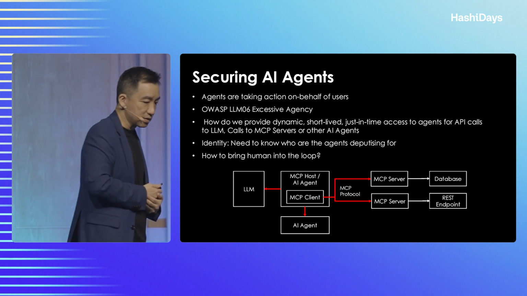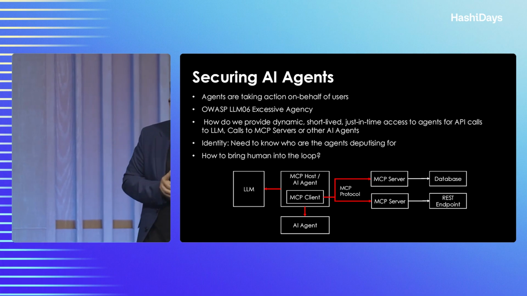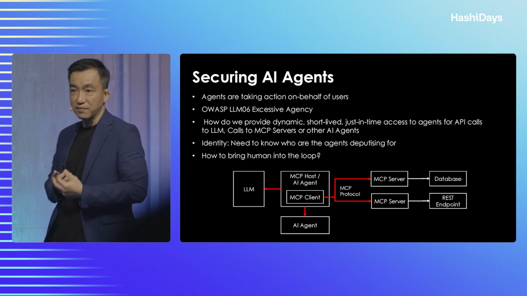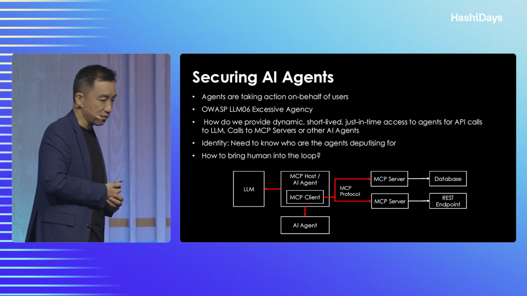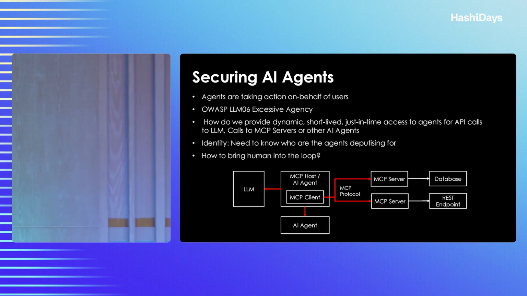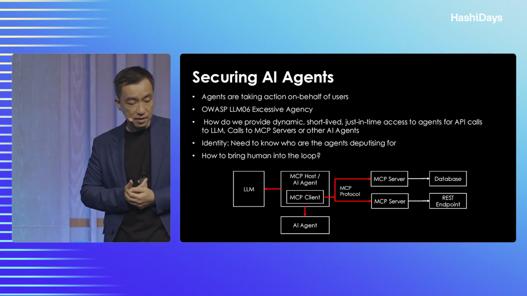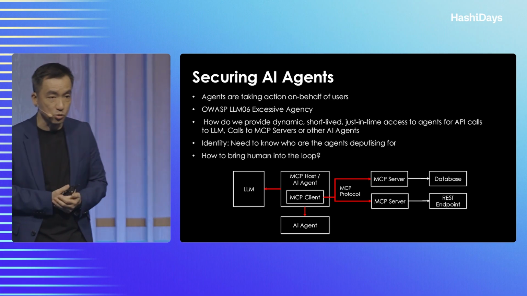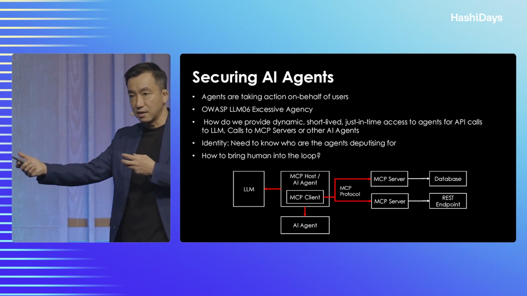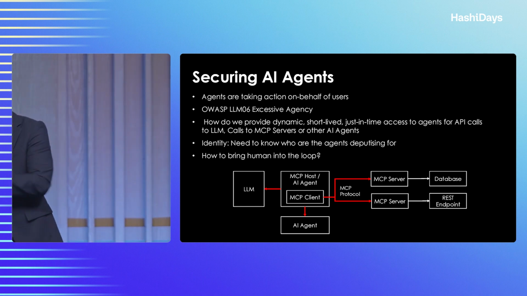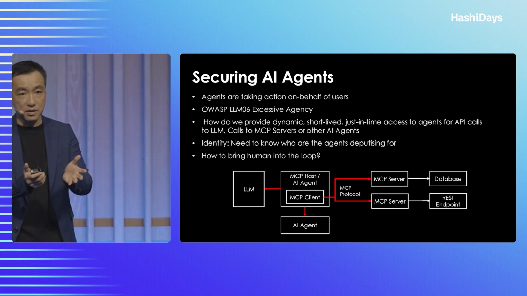But the question we asked ourselves is, agents are taking actions on behalf of users. OWASP has indicated that there's a risk of excessive agency for agents. That means you have a lot of excessive privileges. There's no solution yet. It's a question I put forth to HashiCorp to solve together with us: how can we provide dynamic, short-lived, just-in-time access to agents for API calls? Not constant access. When we need it, you call the MCP server. There'll be multiple MCP servers, probably to some agentic framework, and then give them just-in-time access and not permanent access.